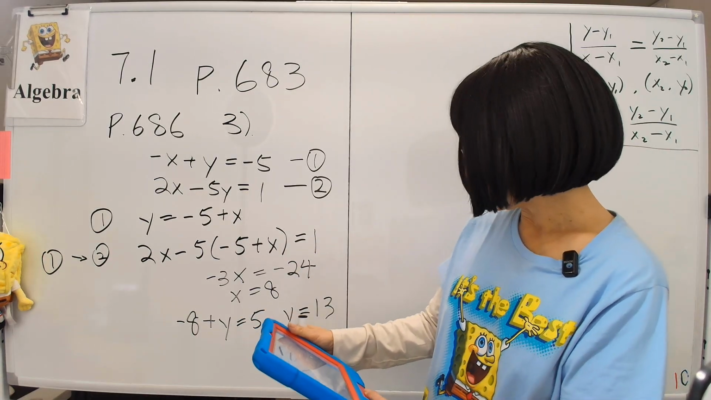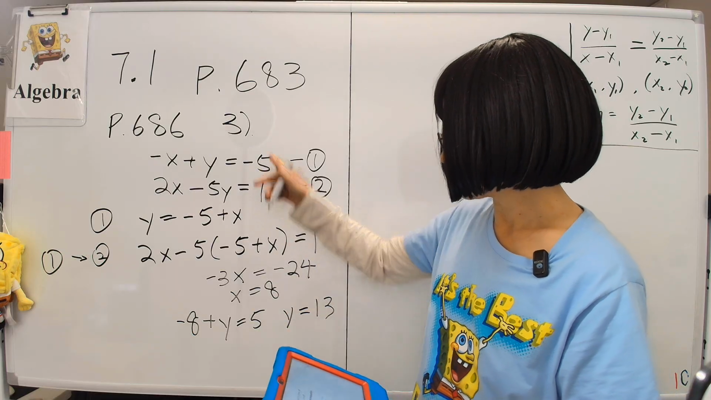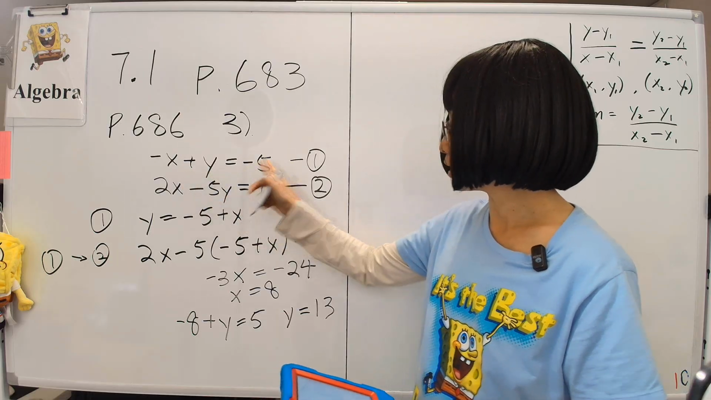Nope, I messed up. How did I mess up? It says minus 5. Why? Oh, that's because I wrote it down wrong. See, minus 5. And minus x plus y is minus 5. Ugh.